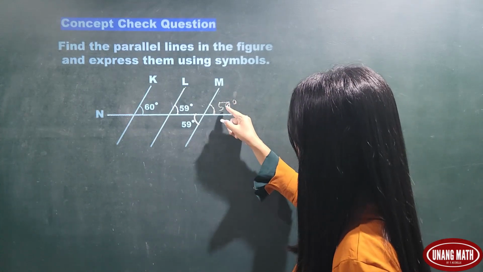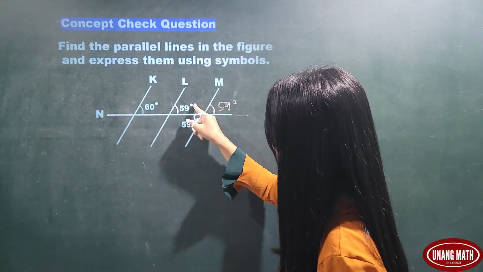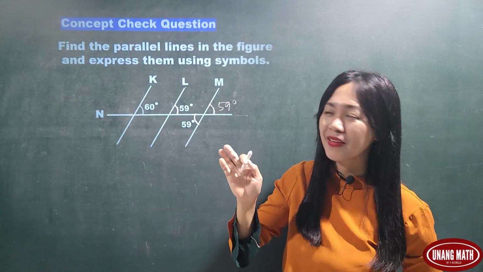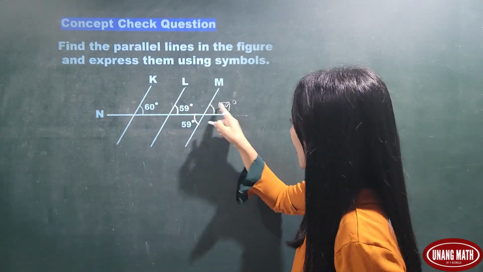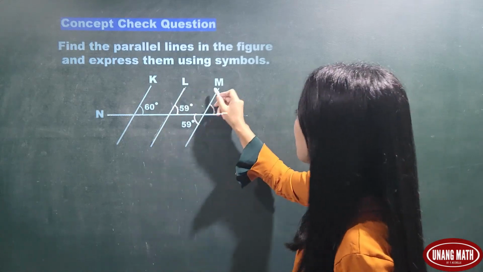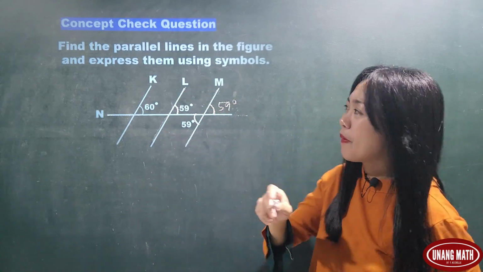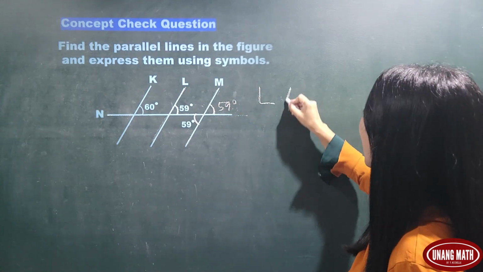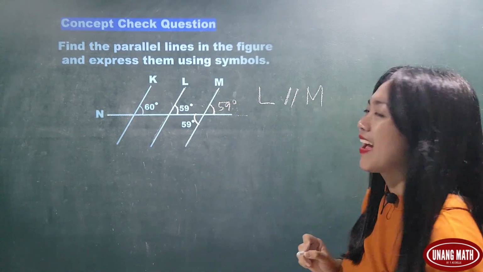Vertical angles are always equal in measure. This is 59 degrees. This is also 59 degrees. This angle and this angle are corresponding angles. Same measures, then that means line L and line M are parallel lines. So to find the parallel lines, we have line L and line M.